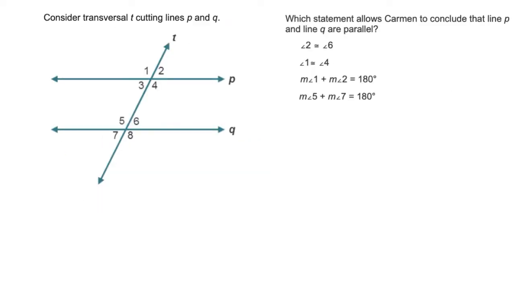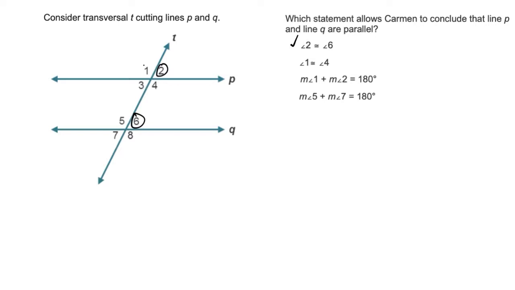All right, consider transversal T cutting lines P and Q. Which statement allows Carmen to conclude that line P and line Q are parallel? So now we're kind of working backwards, okay? Because just like we said, if they're parallel lines, these rules apply. If these rules apply, then we know the lines are parallel. So if I look at angle 2 and angle 6, they are corresponding angles, which means they have to be equal. So if they are equal, then that's going to work.